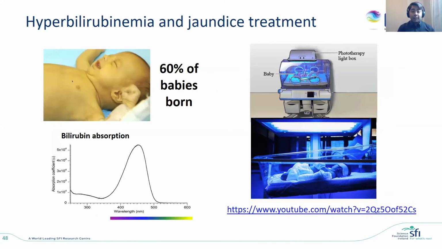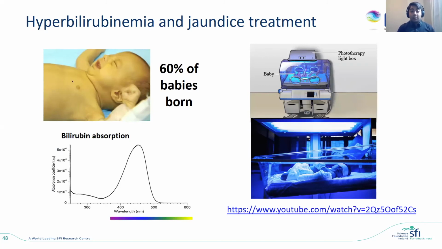And one of them is hyperbilirubinemia. This happens in 60% of the babies born. It's very common. It is caused by an accumulation of a molecule called bilirubin, and it is a yellow molecule. It is generated by the breakdown of red blood cells, and it is toxic for the babies. If it is not able to be removed, then it accumulates in all the organs, including the skin. So the baby looks very yellow.